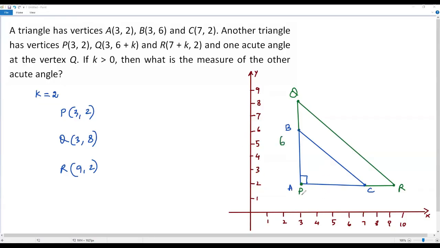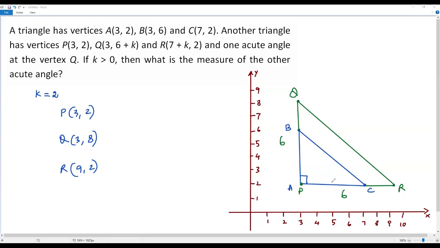And now let's find the length of this line segment PR. Corresponding to this point P, we have the value 3 on the x-axis over here. Corresponding to the point R, we have the value 9 on the x-axis over here. So the distance from 3 to 9 is 6. That is, the length of this line segment PR is 6. In this right triangle PQR, two sides are equal in length. So clearly this right triangle PQR is an isosceles right triangle.